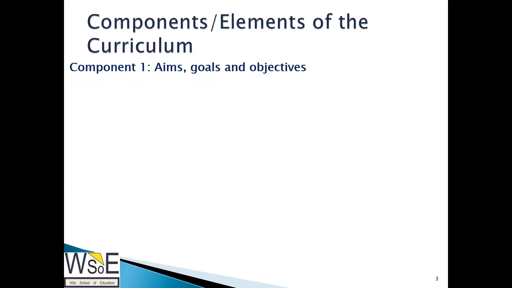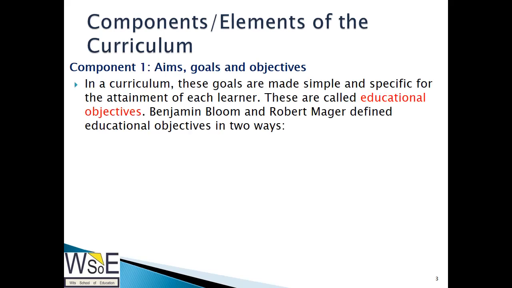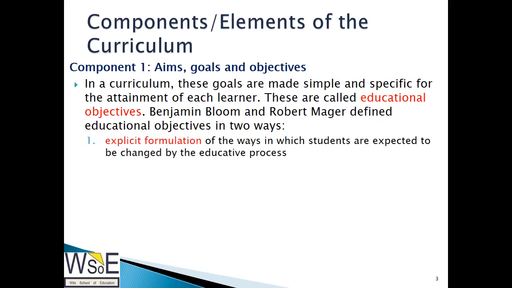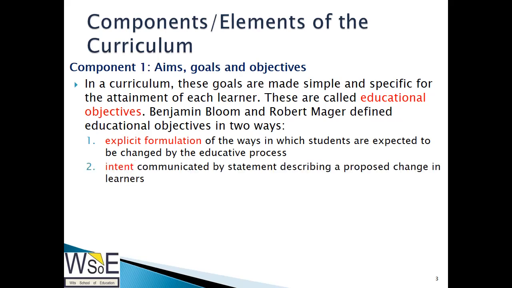Now, looking at CAPS, let's look at component 1, the aims, goals, and objectives. In a curriculum, these goals are made simple and specific for the attainment of each learner. They are called educational objectives. Benjamin Bloom and Robert Mager defined educational objectives in two ways. Firstly, they must have an explicit formulation of the ways in which students are expected to be changed by the educative process, and they must have intent communicated by a statement describing a proposed change in the learners.